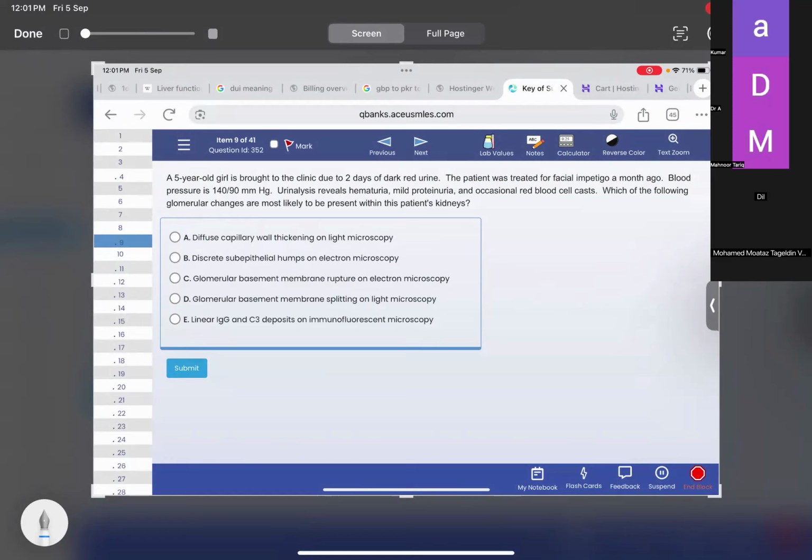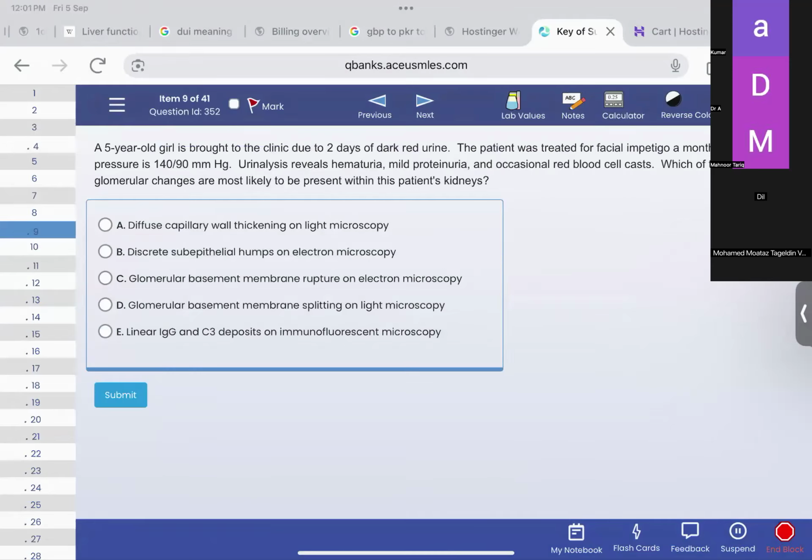Yeah, so it's easy, right? Impetigo, yeah, streptococcal glomerulonephritis, PSGN. And we have subepithelial humps. Subepithelial. So now you can do the questions very easily, okay?